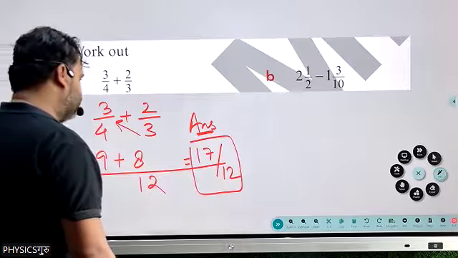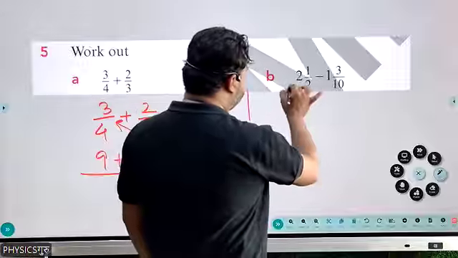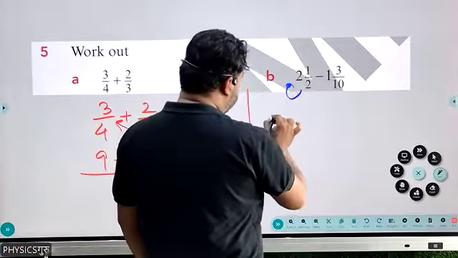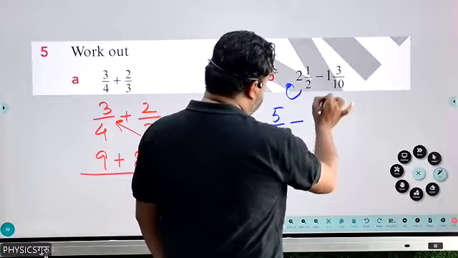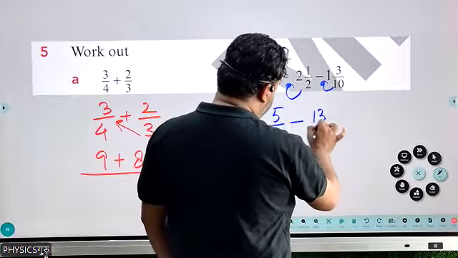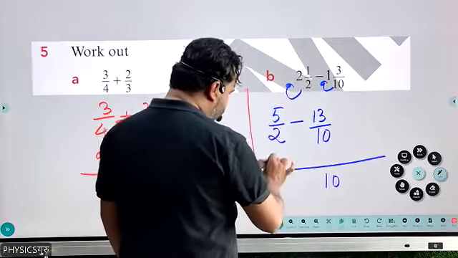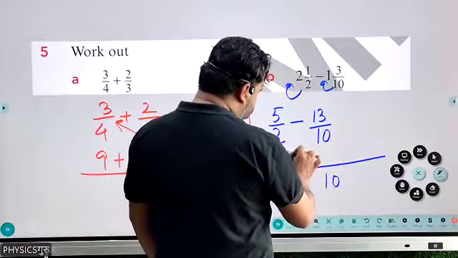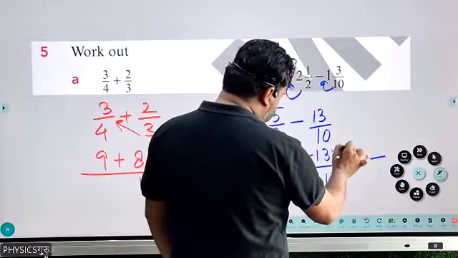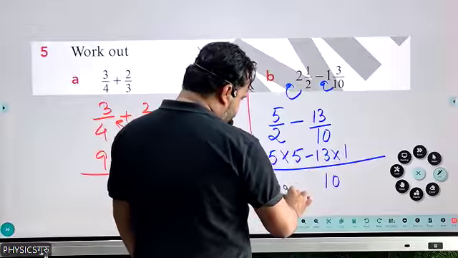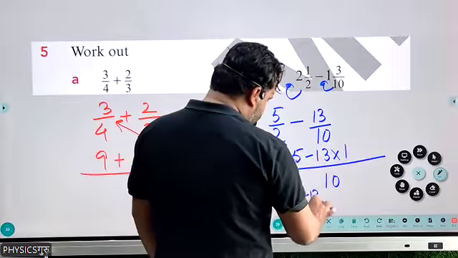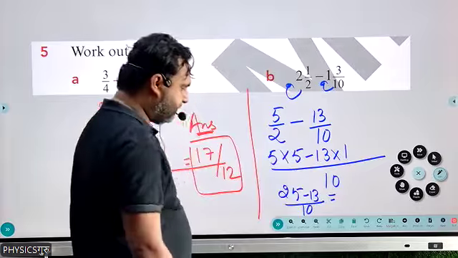Next one. B. So it is 2 whole number 1 over 2 minus 1 whole number 3 over 10. So what we do? We simply convert these. 2 2s are 4 plus 1, that is 5 over 2, minus 10 ones are 10 plus 3 is 13 over 10. So LCM is basically 10. 10 is the LCM. So 5 5s are 25 minus 13 over 10.